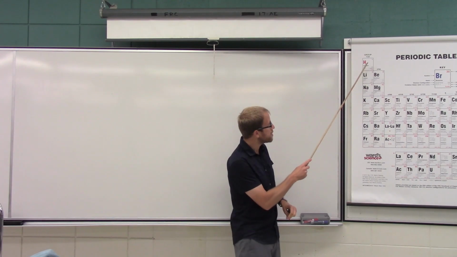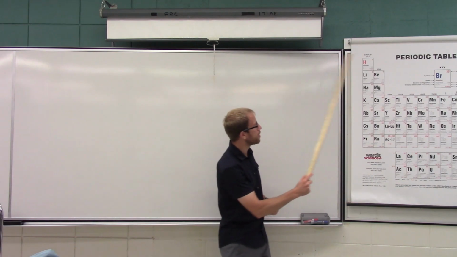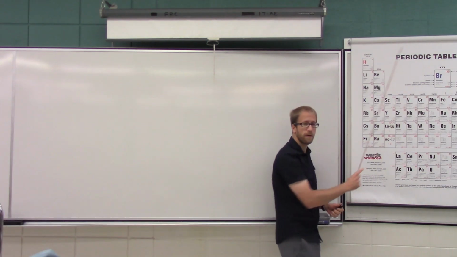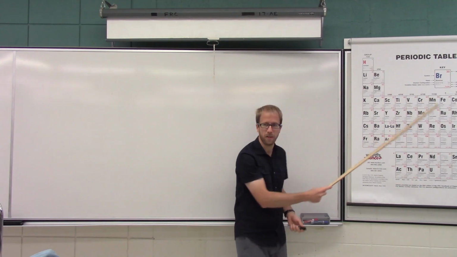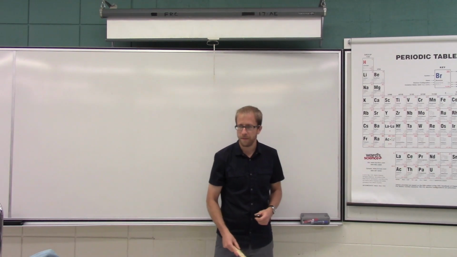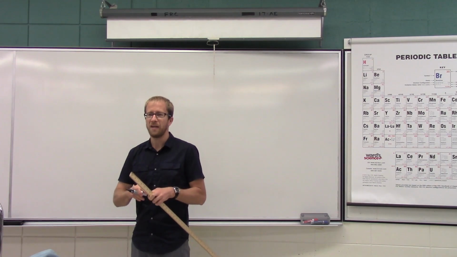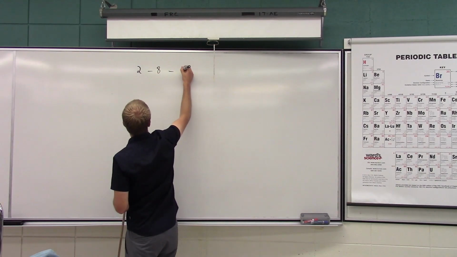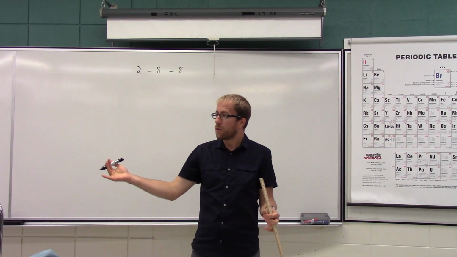Now, how many elements are in the first period? Remember, the periods are your left to right, the rows. So how many elements are in the first period? Yeah, there's 2. How many are in the second period? 8. How many are in the third period? 8 yet again. So in grade 9, your teacher probably said, for Bohr diagrams, you should use the 2, 8, 8 rule, right?